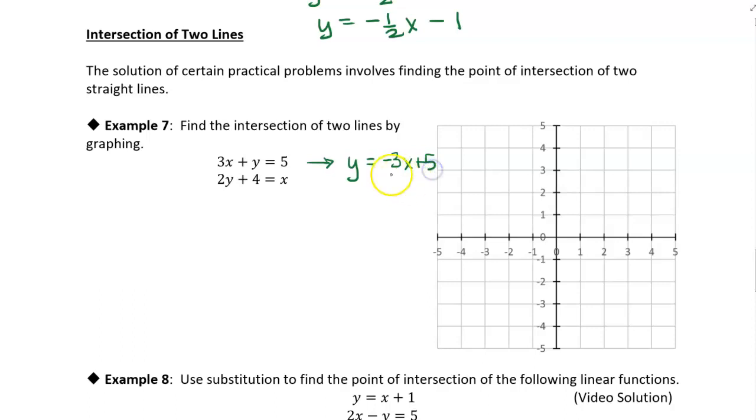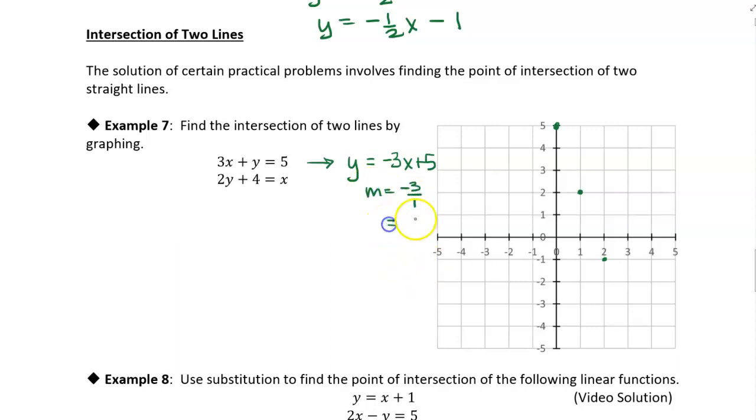So that's telling me that this line has a y-intercept of 5, which is right there, and a slope of negative 3. So the rise is negative 3. We're going down by 3 and then over by 1, and that gives me the next point. I can find more points just by going down 3 in the negative direction and over by 1 in the positive direction, because this m is essentially equal to negative 3 over 1.